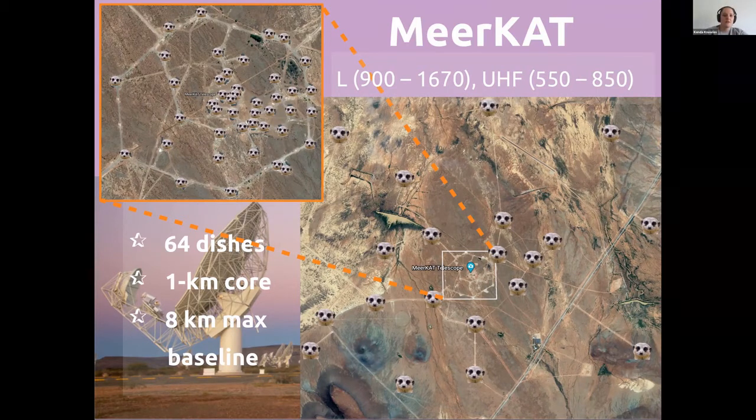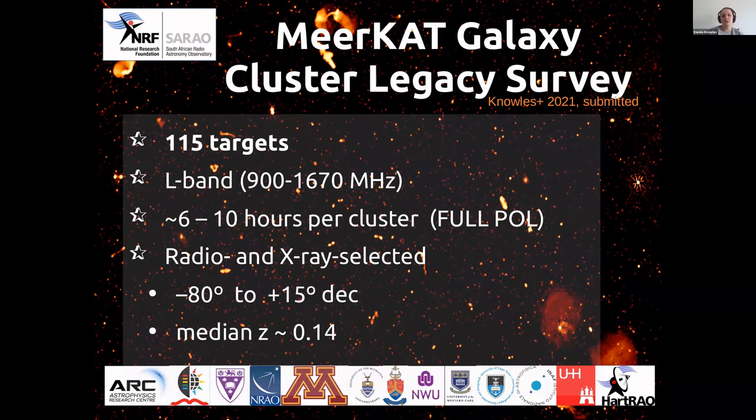So this is where I get to the Cluster Legacy Survey. This is a program of observations on galaxy clusters that the SARAO Observatory started in 2018. They observed about 115 targets between 2018 and 2019, from June to June. Everything is in the MeerKAT L band, so I've given the frequency range there. The reference frequency is at about 1.2 gigahertz. These are also long track observations, so they're good and sensitive, with most clusters having anything between 6 to 10 hours on source per cluster.